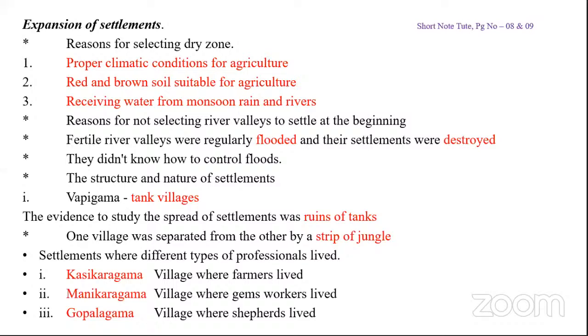The production of these villages was exchanged. The product of Kasikaragama was given to the other village, and their production was taken back. So that's a barter system. They were using the barter system.